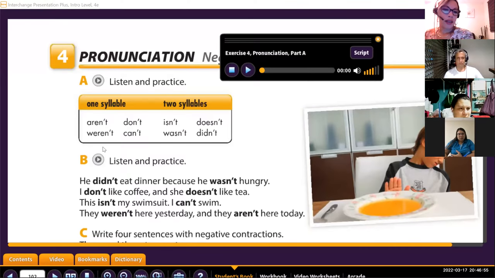Okay, then there is the other exercise that we listened as well in the video from the platform, where the contractions are included in these sentences. We're going to listen the sentences as well and repeat.